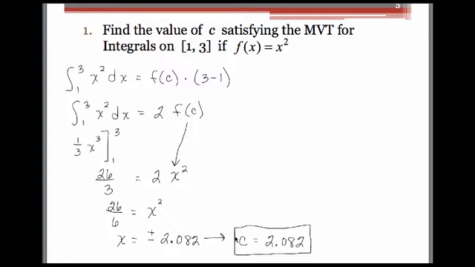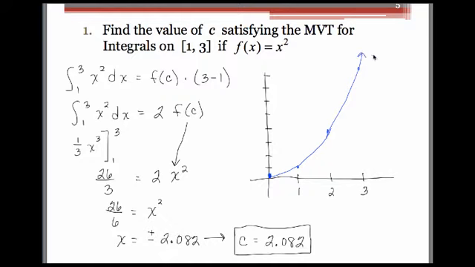So let me draw a picture of this for you. I think drawing the pictures really helps. So let's see, I think I can fit it up here for you. 1, 2, 3. So let's see, we have 0, 0, 1, 1, 2, 4, 3, 9. So it's your, obviously, typical parabola. Okay, so here's our function.